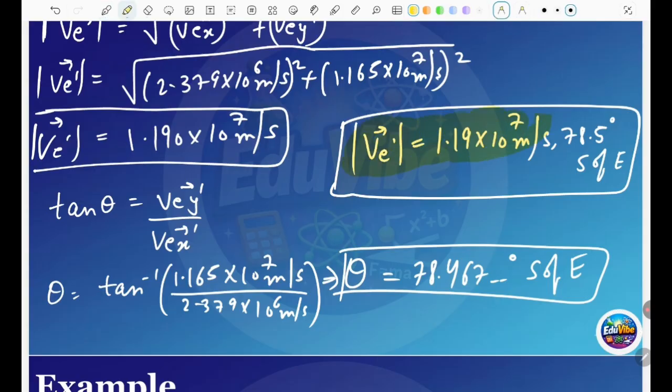So this is the scattered electron's velocity. That's how you can find it.